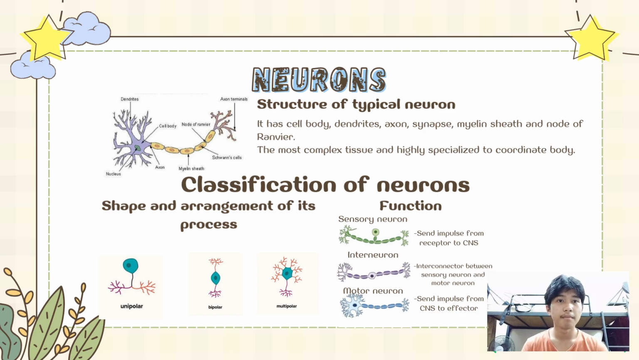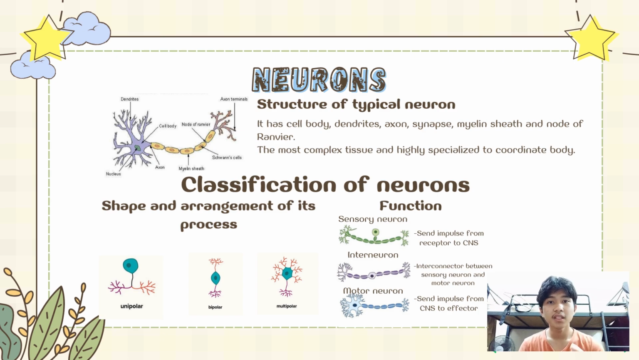Next, we have the bipolar neuron. A bipolar neuron has two processes extending from the soma, which is one axon and one dendrite. This can be found in special organs such as our eyes and our retina.